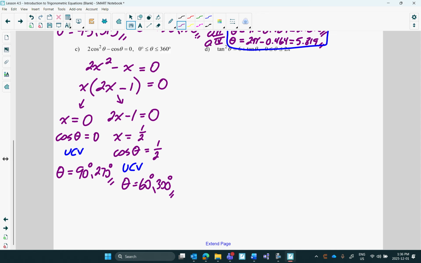And by the way, on your test, you will get a blank unit circle to work from. Okay? You obviously have to know the filled in one, but you will get a blank one. And that's the same with the provincial exam too. They'll give you one of those too.